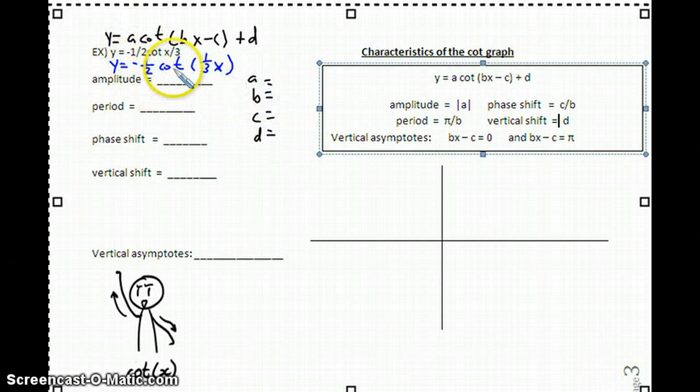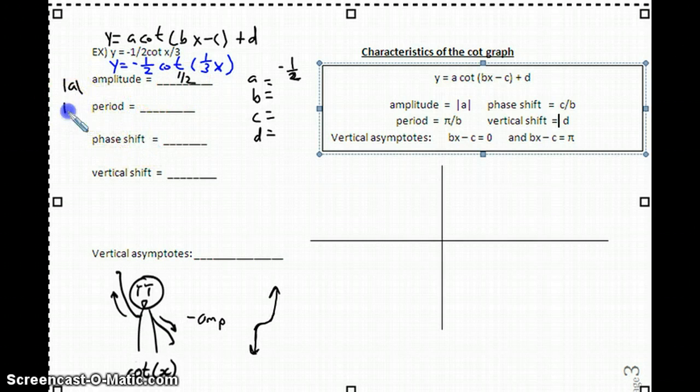So in this problem, a is going to be negative 1/2. And that's going to be important because that negative 1/2 tells me that instead of it being a cotangent graph, it's going to be reflected, and my graph is actually going to look more like the tangent graph. Because I have a negative amplitude, my graph is going to rise to the right and fall to the left, so it would be something like this, not the cotangent graph. Keep that in mind when we go to plot it. Even though it's a cotangent graph, it has a negative amplitude, which means it's reflected. So my amplitude here, the absolute value of a, would be 1/2.